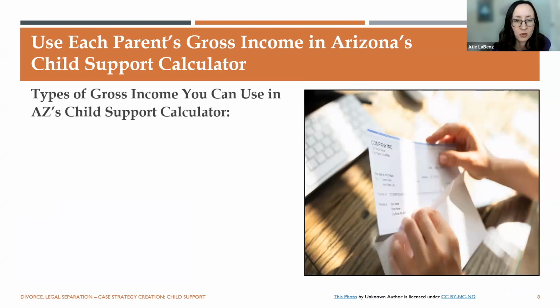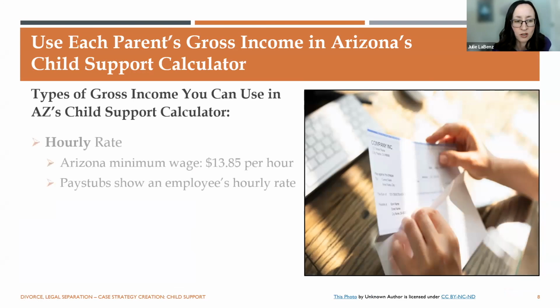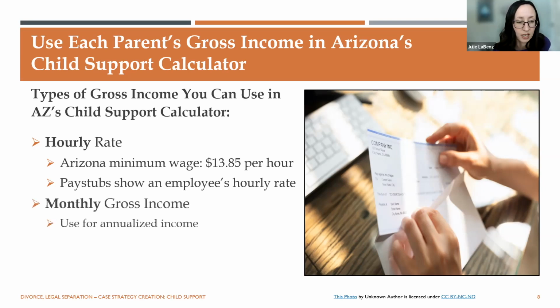Let's look at types of gross income you can use in Arizona's child support calculator. Number one, you can use an hourly rate. Currently, Arizona's minimum wage is $13.85 per hour, and pay stubs show an employee's hourly rate. So if you can get access to a pay stub, that's going to show an hourly rate.